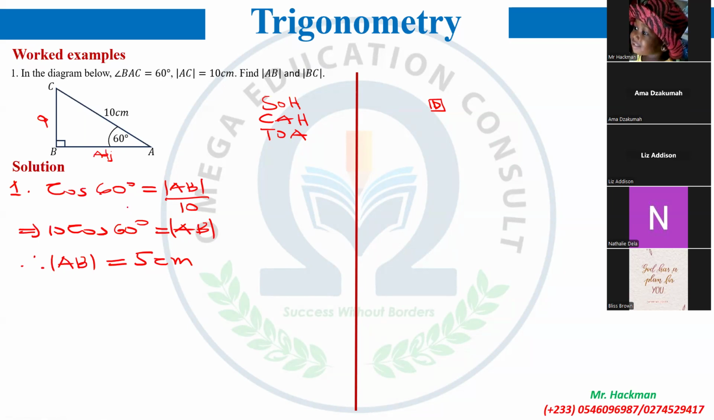So that was it for the first part. For the second part of the question, you can still be on track. Now we are looking for BC. BC is opposite. So the unknown is opposite, and the known is the hypotenuse. So we need to look for the trig ratio involving the opposite and the hypotenuse.